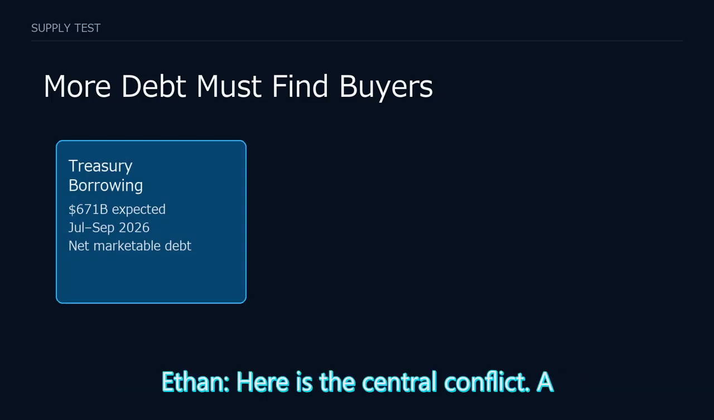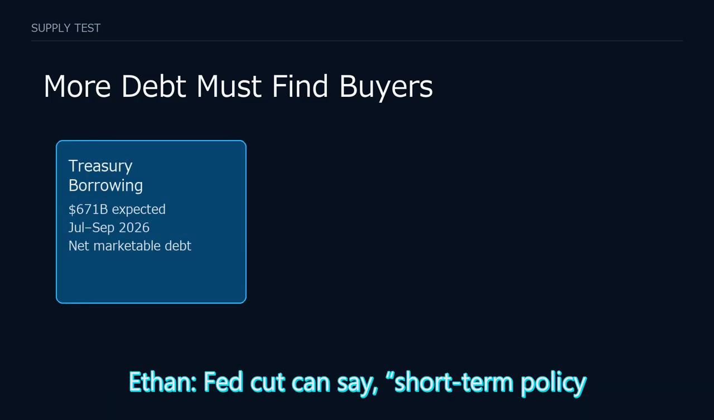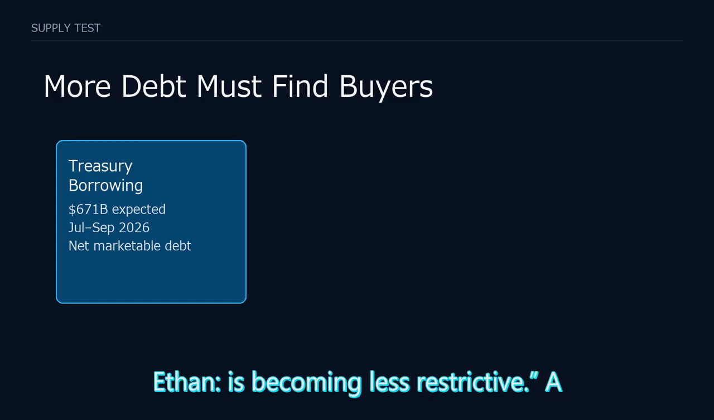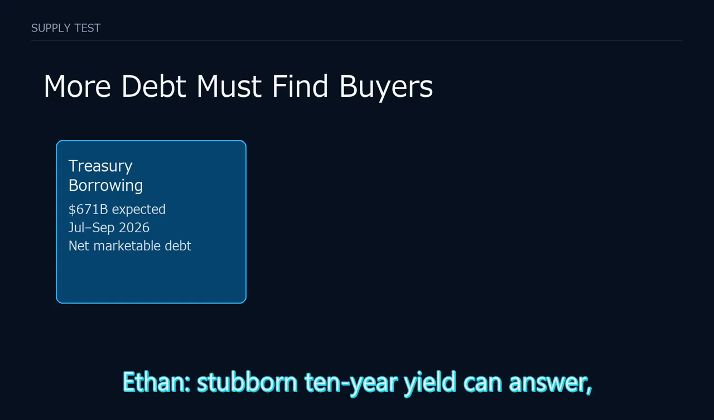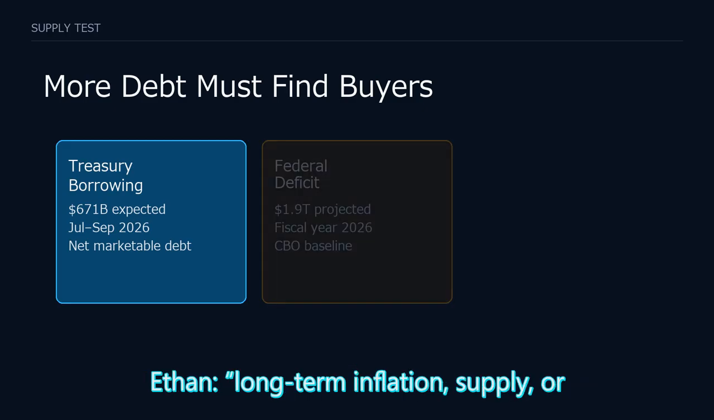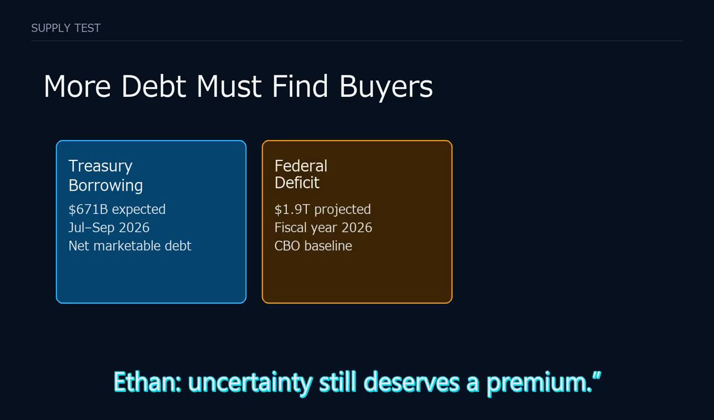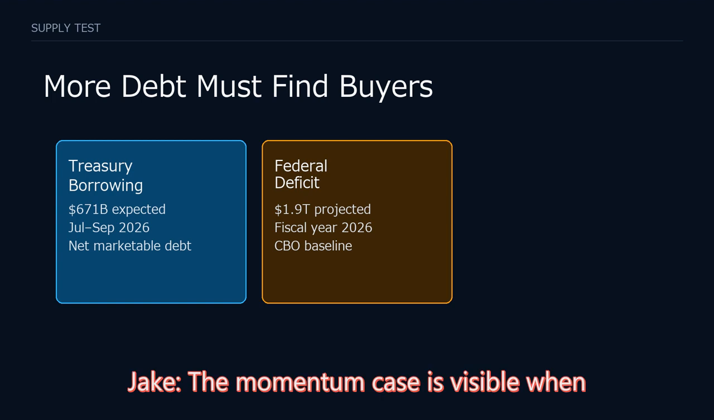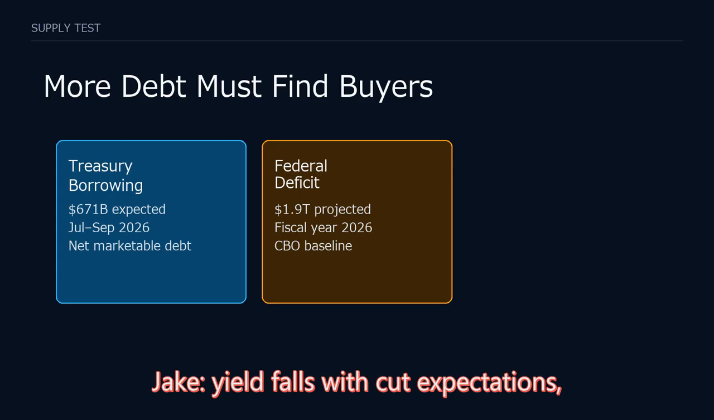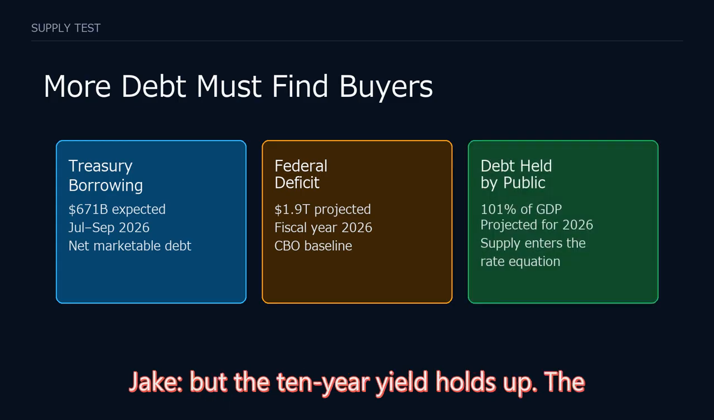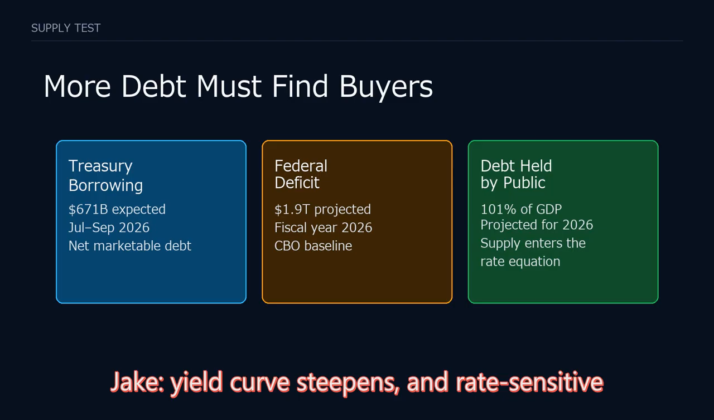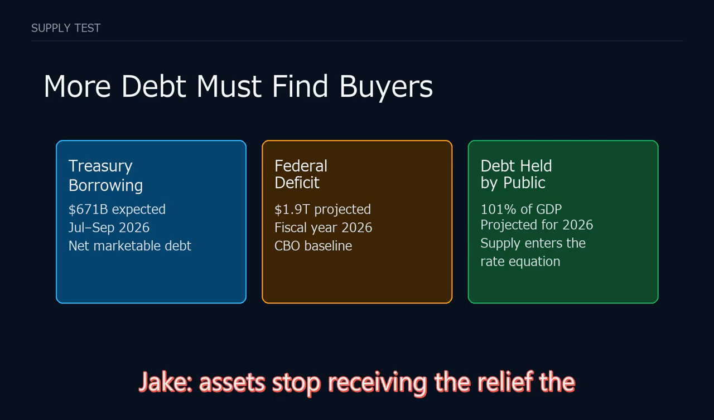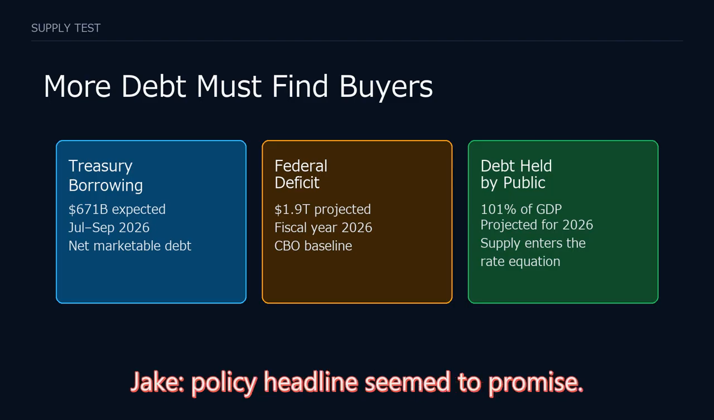Here is the central conflict. A Fed cut can say, short-term policy is becoming less restrictive. A stubborn 10-year yield can answer, long-term inflation, supply, or uncertainty still deserves a premium. The momentum case is visible when several markets agree. The 2-year yield falls with cut expectations, but the 10-year yield holds up. The yield curve steepens, and rate-sensitive assets stop receiving the relief the policy headlines seem to promise.